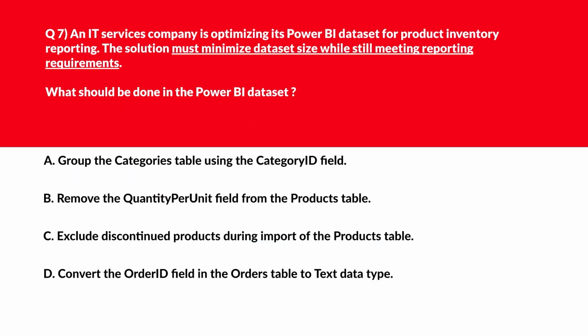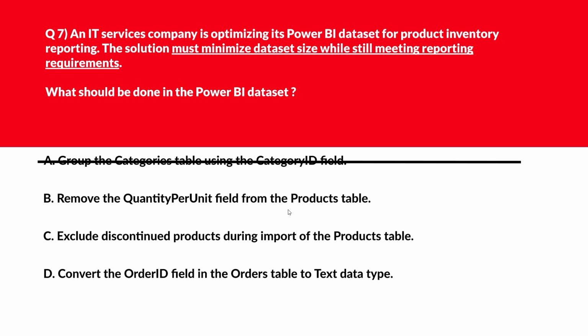All right. Now let's look at this. We need to minimize data set size while still meeting reporting requirements. Option A, grouping by category ID restructures data but doesn't reduce dataset size. Incorrect. Option B says remove the quantity per unit field from the products table. Removing quantity per unit eliminates an unused column, reducing dataset size without affecting reporting needs.